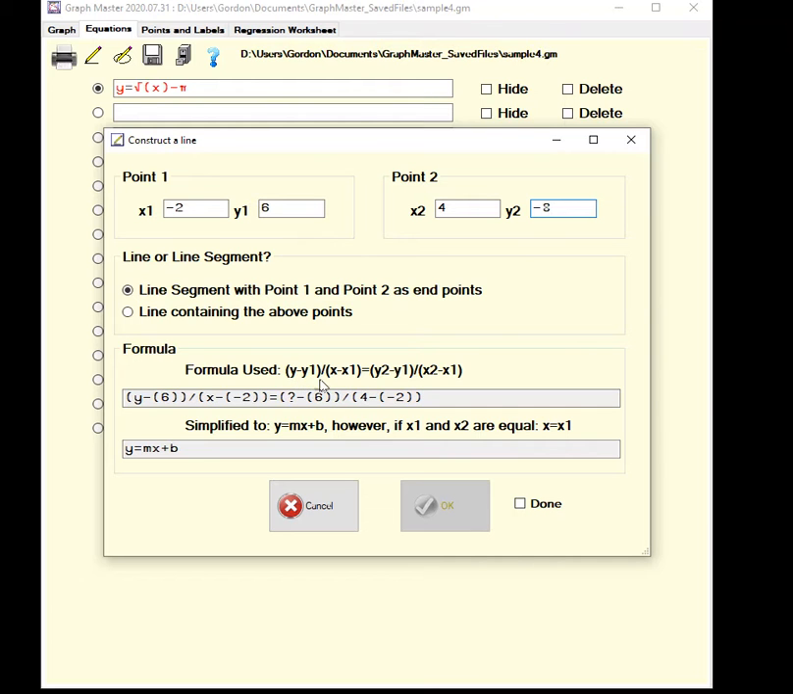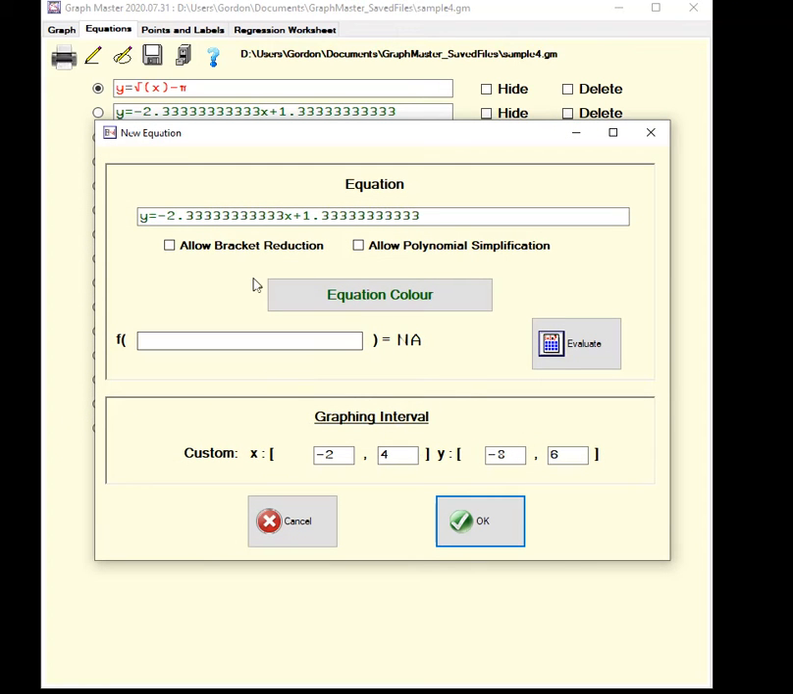You can see in the formula box below that the equation is built based on y minus y1 over x minus x1 equals y2 minus y1 over x2 minus x1, and ends up, as it inserts our points within the equation, as y equals minus 2.3 repeated x plus 1.3 repeated. Notice that the graphing interval is a custom version. We're just tidying this up a little bit, taking away some of the decimal points and replacing them with the equivalent fraction instead.